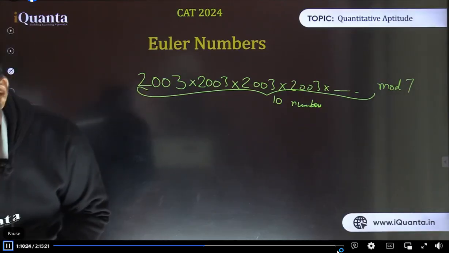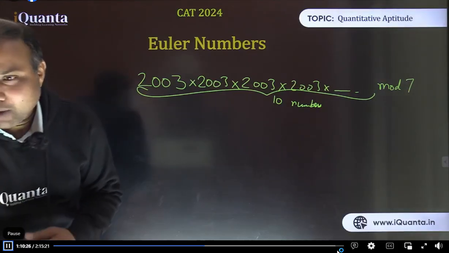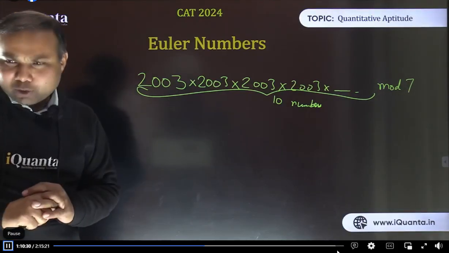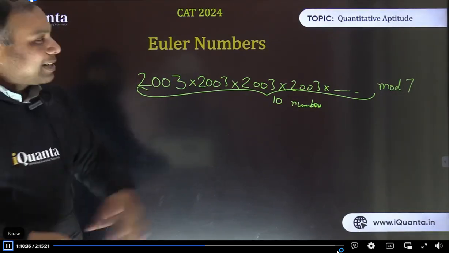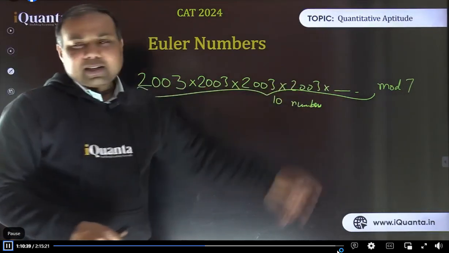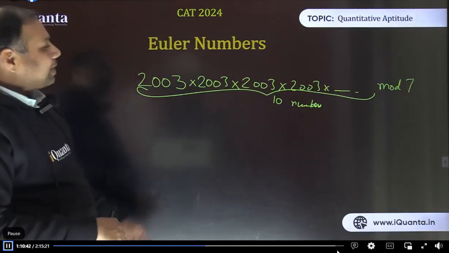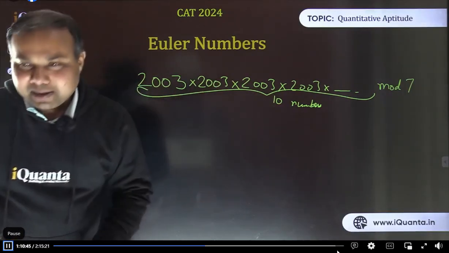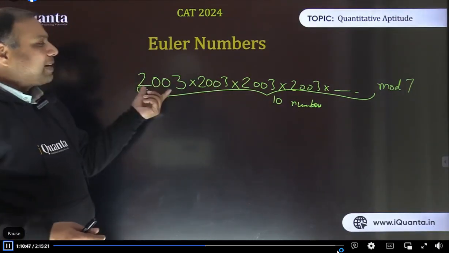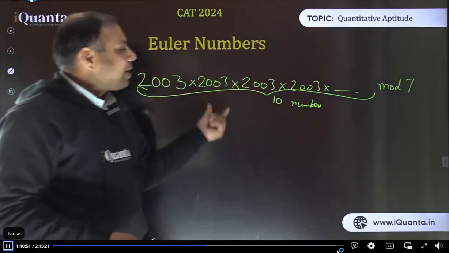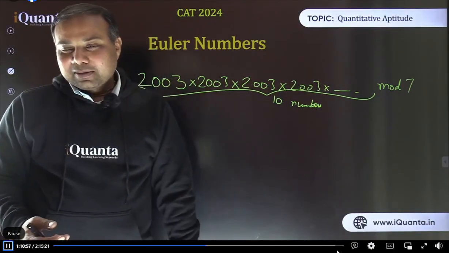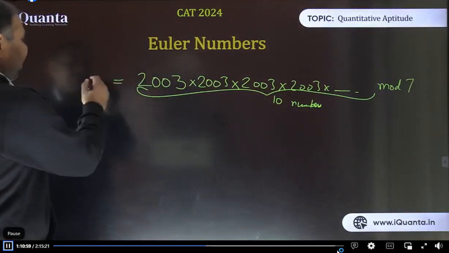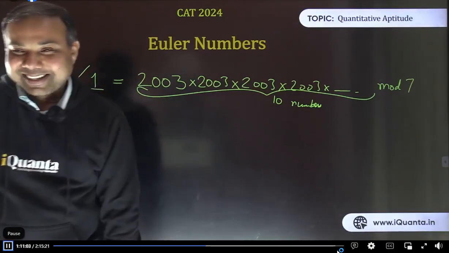Many of you are writing 1. Yes, it is 1. Why not? See, we had just discussed that the product of certain numbers will give the same remainder as the product of their individual remainders, right? And 2003, we just saw that it gives remainder 1 when divided by 7. So 1 into 1 into 1 into 1, it is 10 times. So how does it matter? It is going to remain 1. Perfectly fine. So this answer is 1. You get full points. Let's move further now.